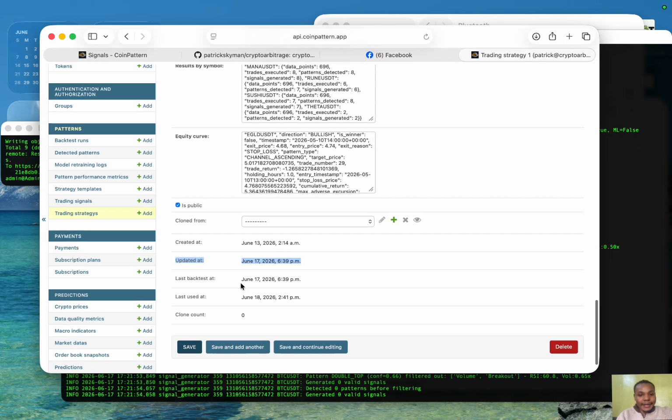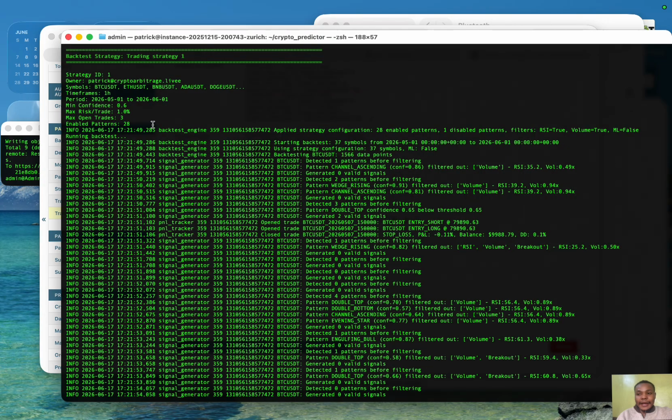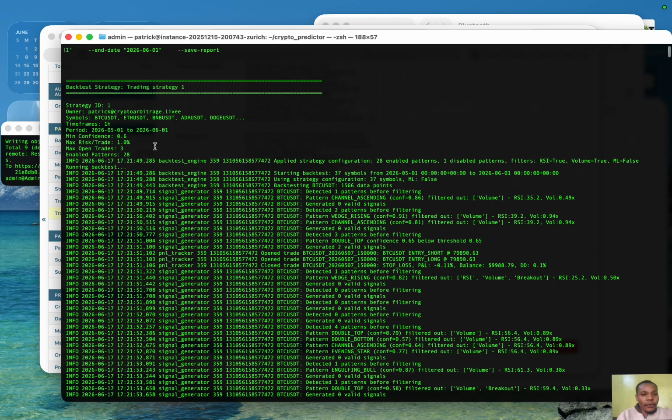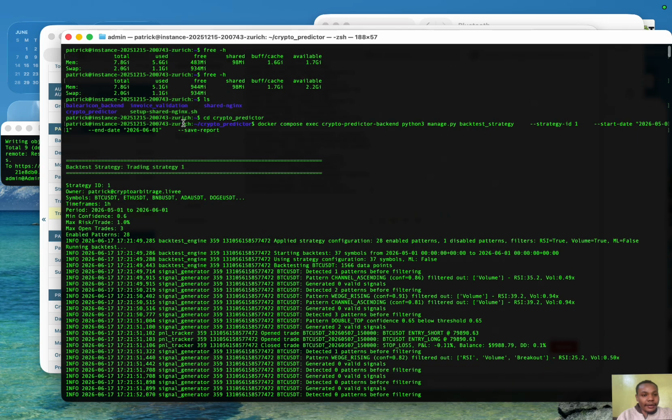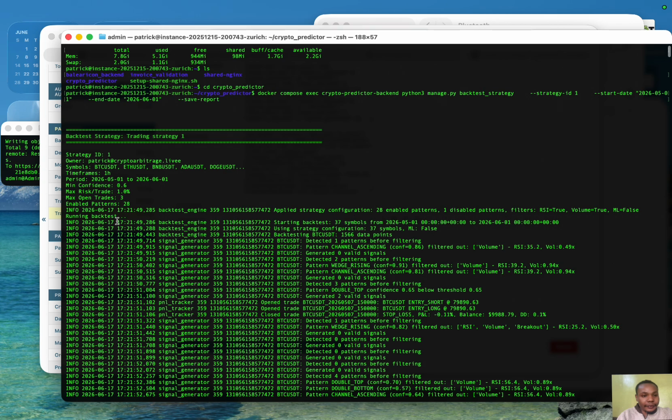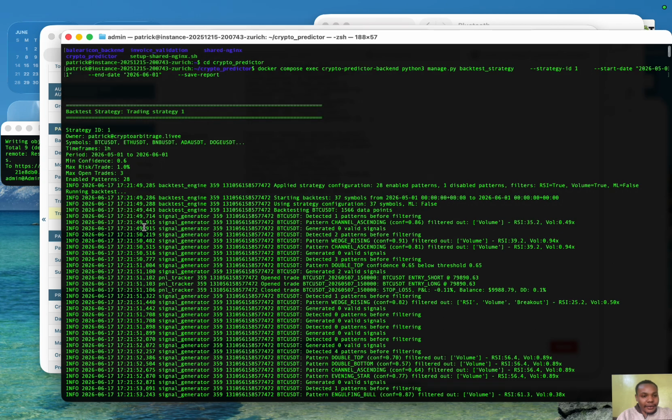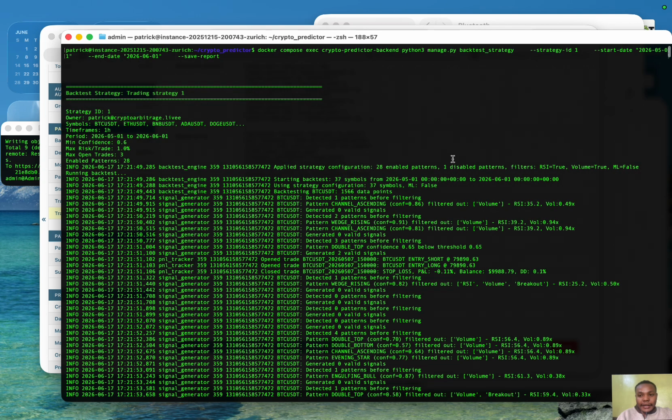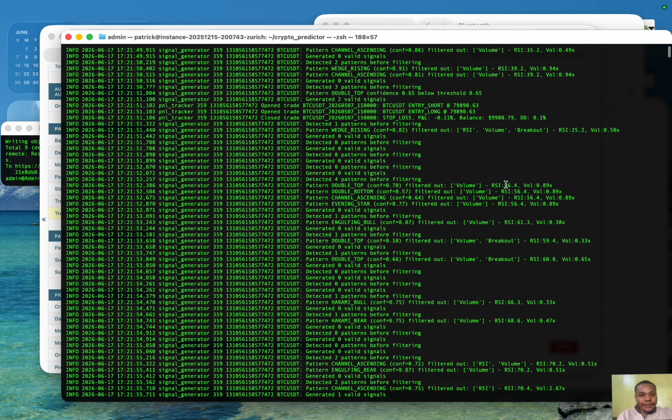So this one began at this point, and then we had around 40 minutes of running. So this is how we run the backtest. We run it, trying to look at the logs, on the 17th of June. And as you can see, we have disabled one pattern here, and then we have these filters here. The machine learning is false as well.